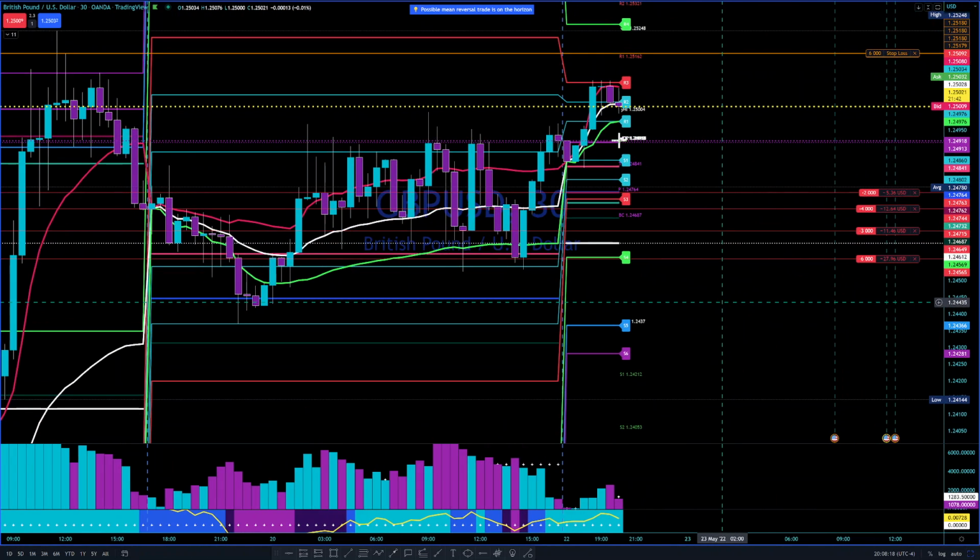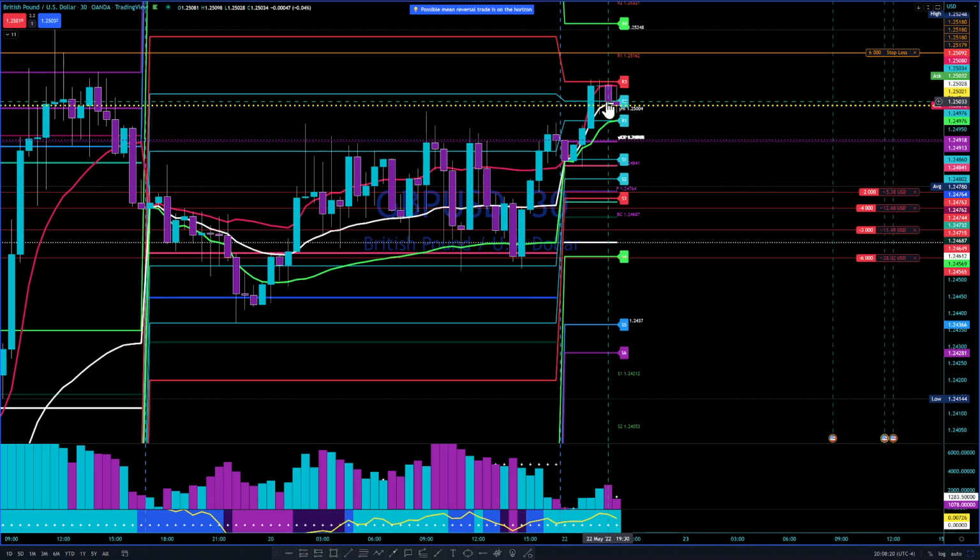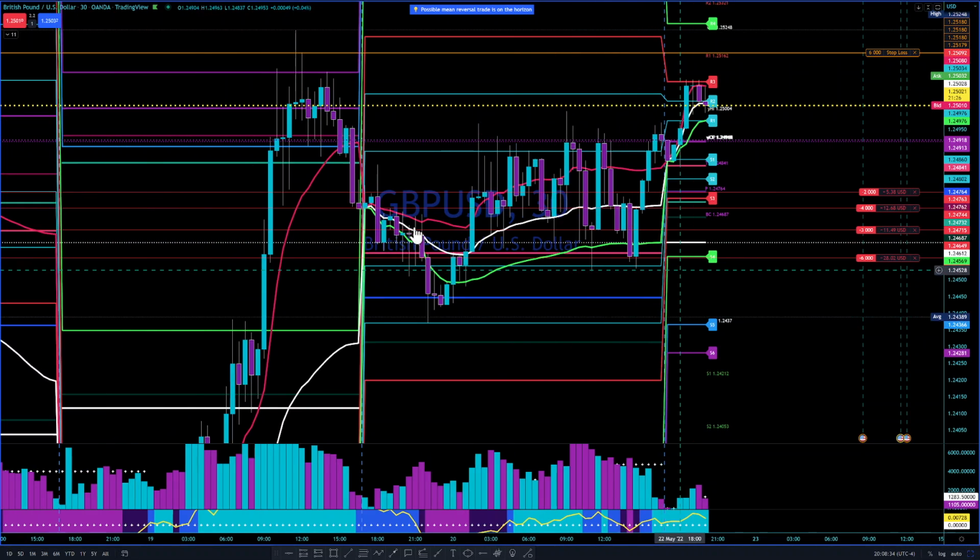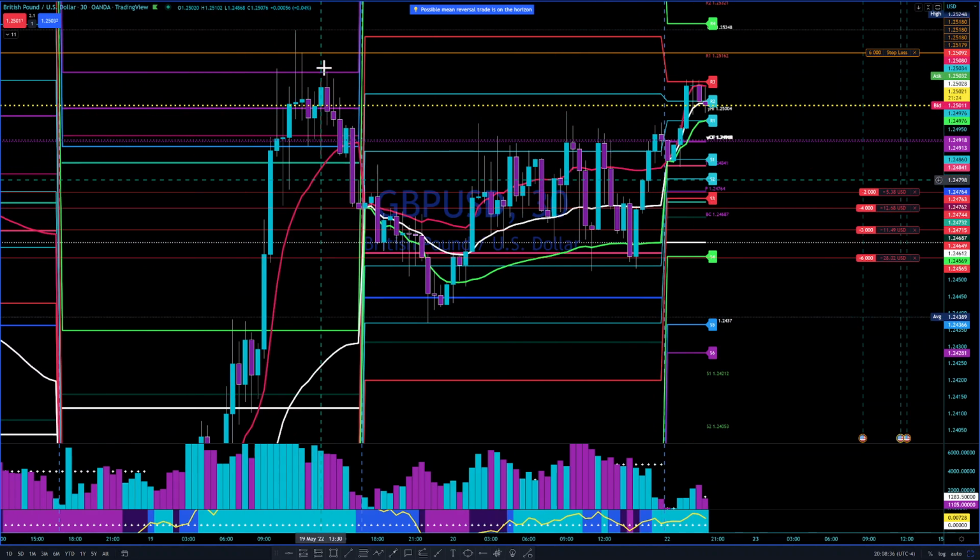Now it's looking like we're getting some rejection here, right? But I'm still not convinced. If it does push down lower, kudos to me for catching somewhat of the top of this reversal, right? Because I was looking at all of this here.